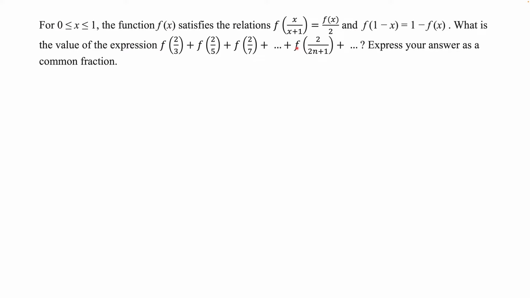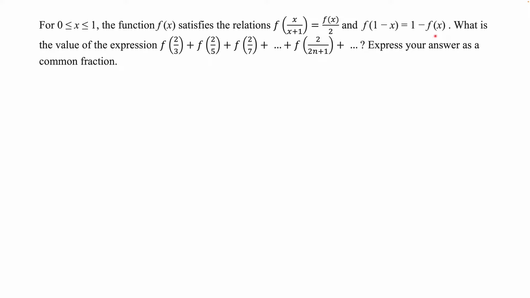For x between 0 and 1, the function f of x satisfies these two relations. What is the value of this expression? Express your answer as a common fraction. So what we see here is what's called functional equations.